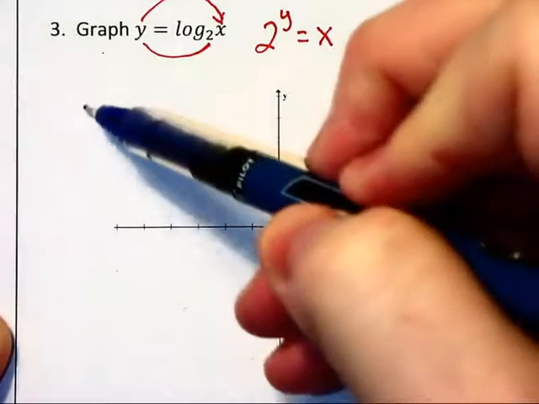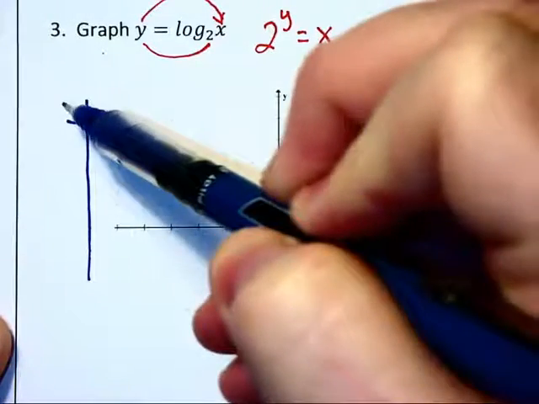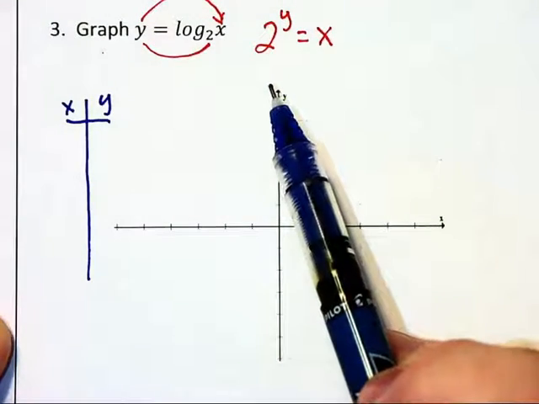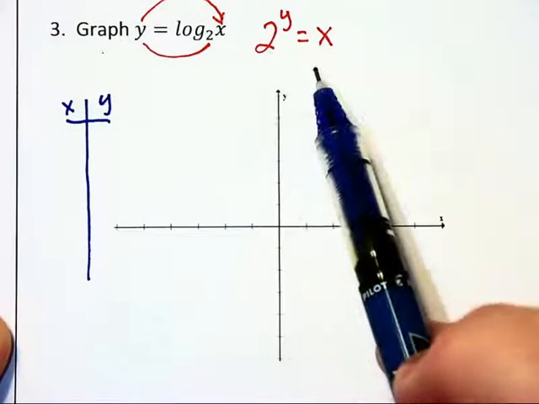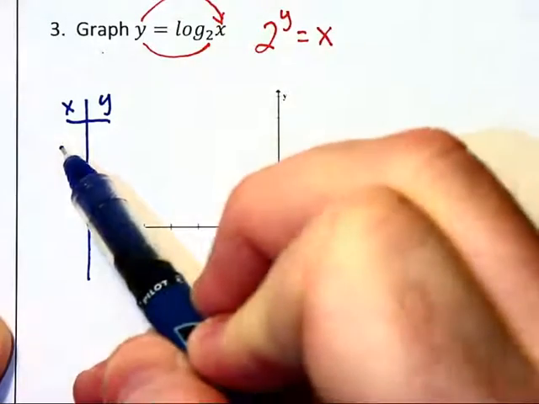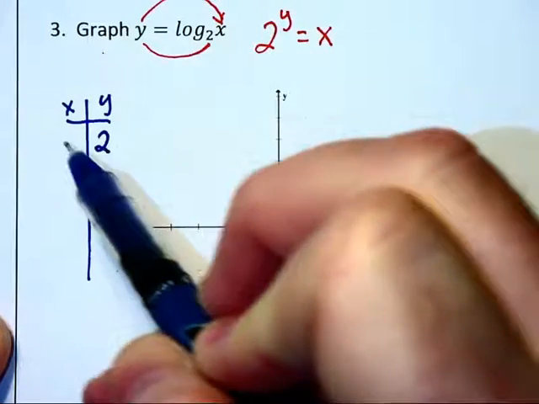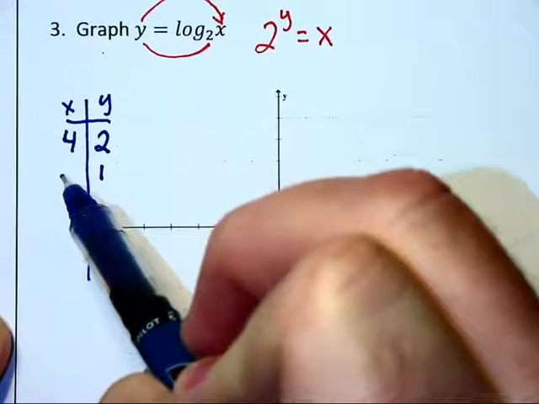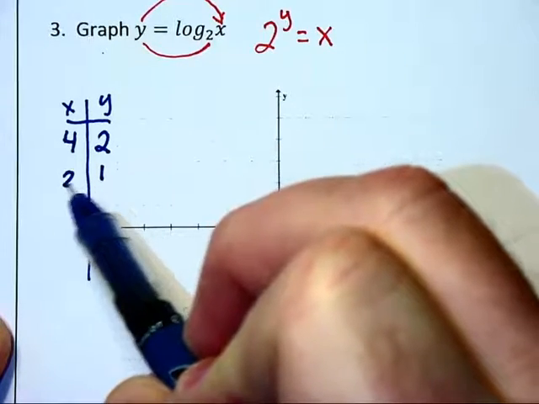Now we can use an xy chart to graph this, and essentially it's the same as what we did earlier with 2 to the x equals y. It's just 2 to the y equals x. So instead of having 2, 4, we're going to have 2 as the input for y, having 4 as the output. If 1 is y, x is 2.